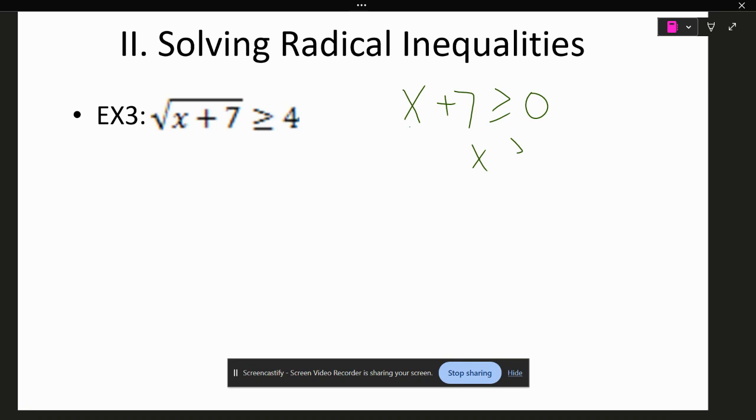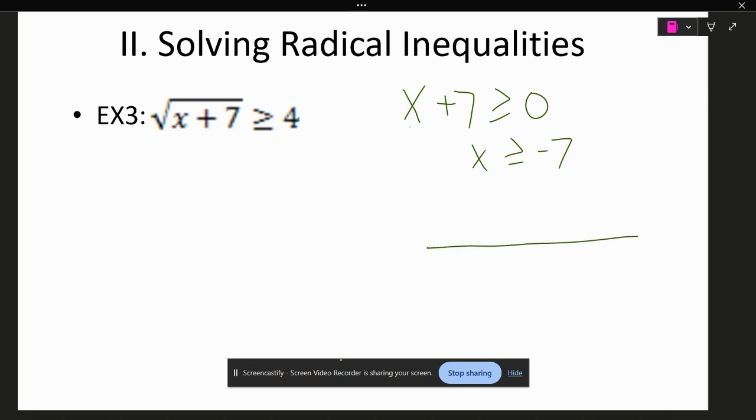This will mean that x has to be greater than or equal to negative 7, which makes sense because if I plug negative 7 underneath that radical, I at least get 0. If I plugged in negative 8, which is less than that, I would get a negative number. If I plug in negative 6, I get a positive number that moves forward. That's going to help us whenever we go to set up our number line.